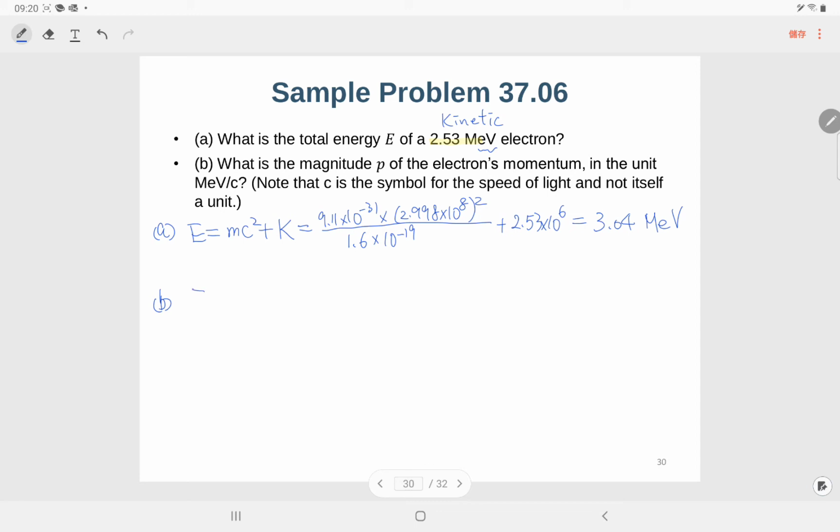So we have E squared equals (PC) squared plus (MC squared) quantity squared. So we can move this term to the left side, and then take the square root and then divide it by C. So finally we have P equals the square root of E squared minus (MC squared) quantity squared, over C.